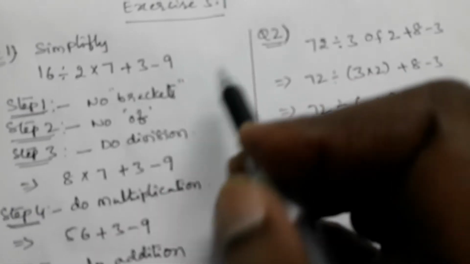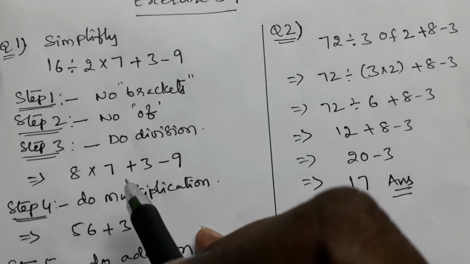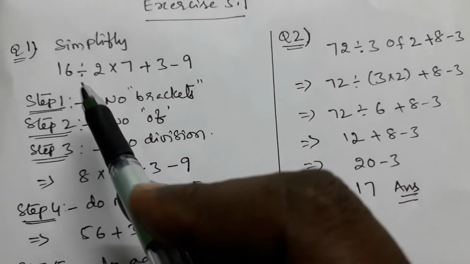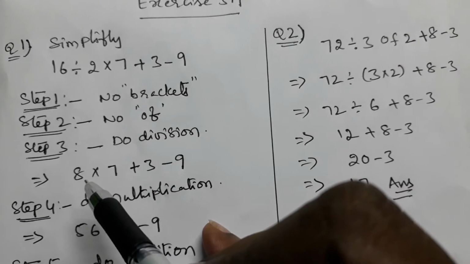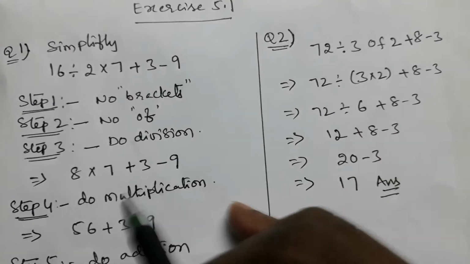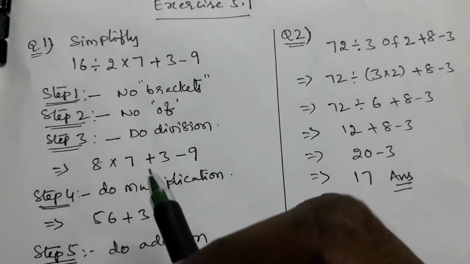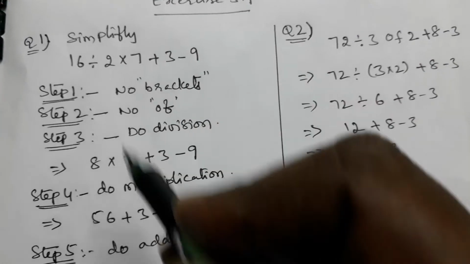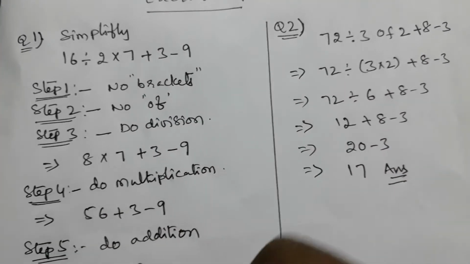And remaining all write as it is. Don't change the remaining numbers. Only the division you do, and write the result here. And into 7 plus 3 minus 9, write as it is. Okay, now division is completed, and remaining all write as it is. Only division you have to do here.